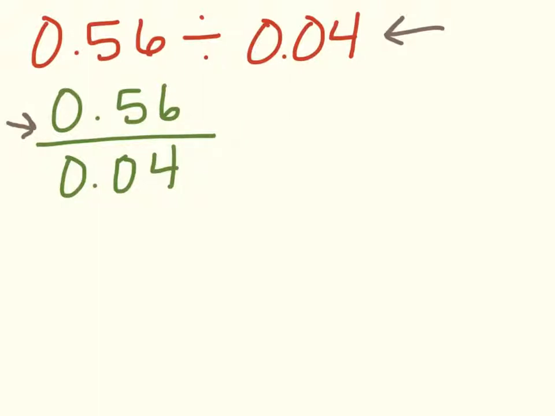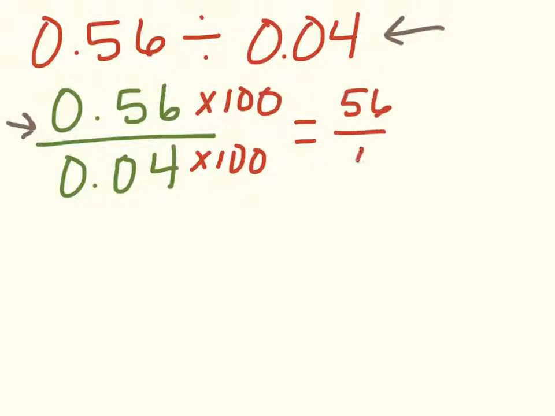In order to make these numbers more simple to work with, we're going to multiply both the numerator and the denominator by 100. Basically, we're trying to get rid of those decimal points. This gives us 56 over 4. 56 divided by 4 equals 14, and there is our answer.